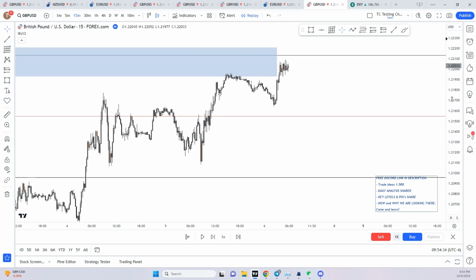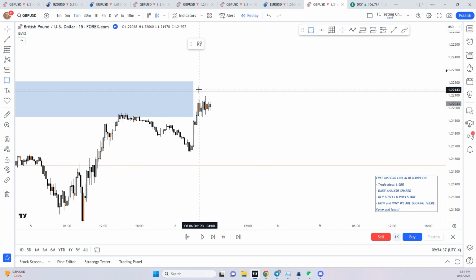to our 15-minute time frame. And we obviously want to denote our kill zone because we only want to be trading within that time window, something around there, which is going to be our New York kill zone.